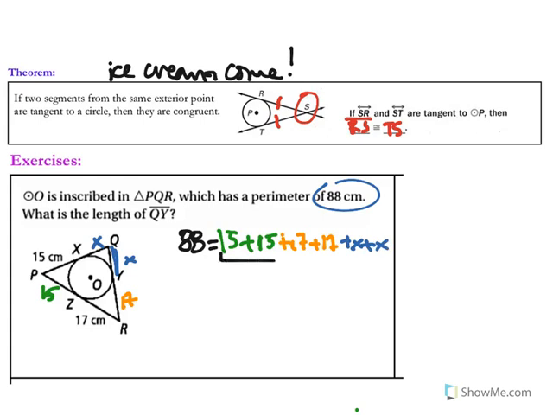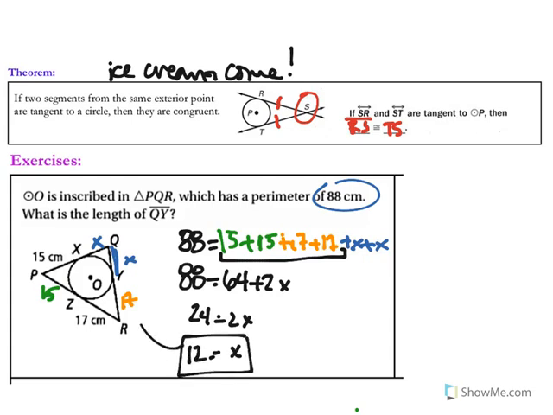Now we're going to combine like terms and then subtract in order to solve. So I have 88 equals 15 plus 15 plus 17 plus 17, and then plus x plus x. So 15 plus 15 is 30. 30 plus 17 plus 17 is 64. Plus 2x, minus 64 from both sides. And then I'm going to divide by 2. So x should equal 12. And that's how long QY is. So you could label it X or you could label it QY.